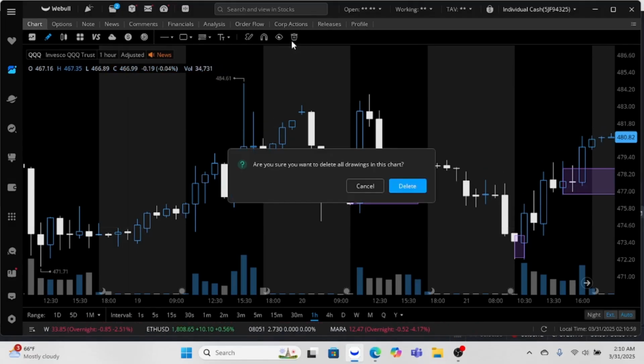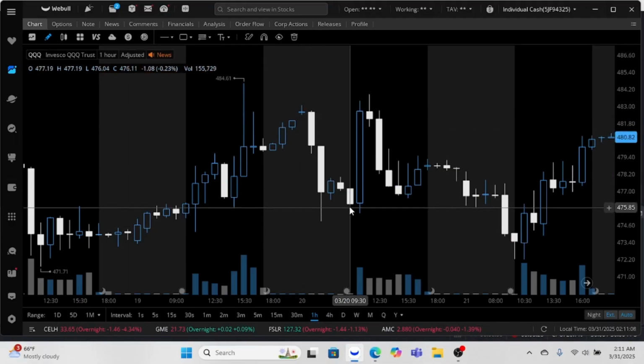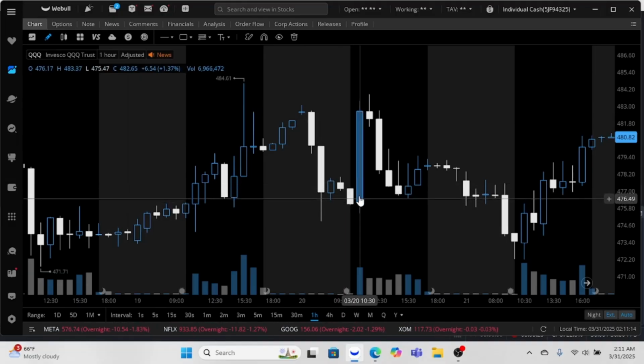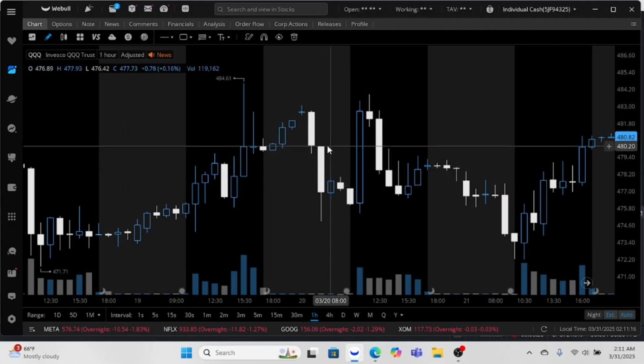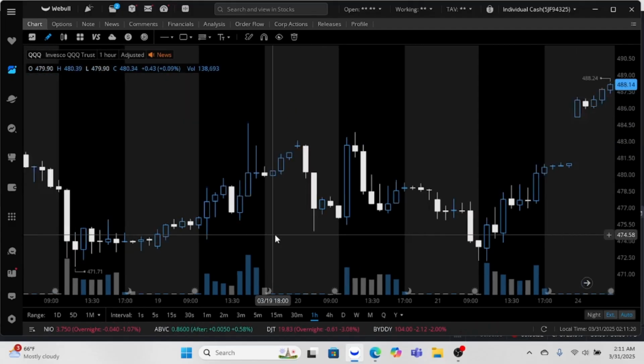Now let me just go over it real quick again. You have bearish order blocks and bullish order blocks. A bullish order block is going to be your last down close candle before a move up. And your bearish order block is going to be the last up close candle before a move down.